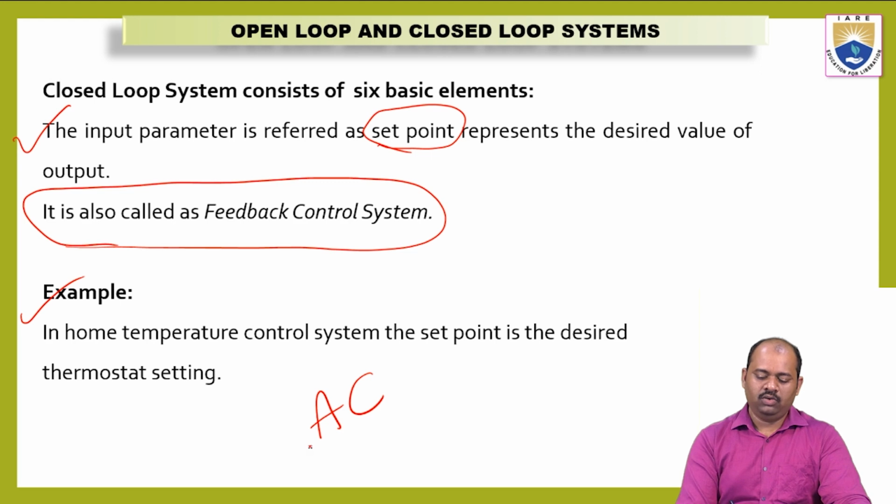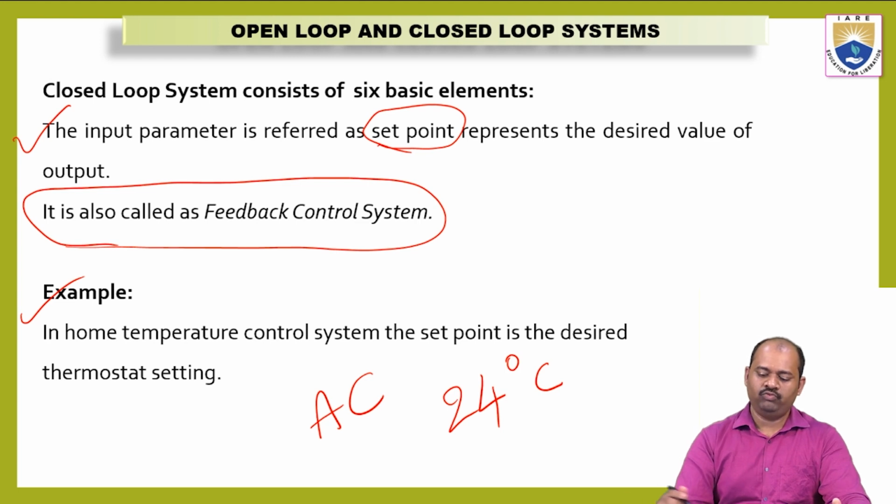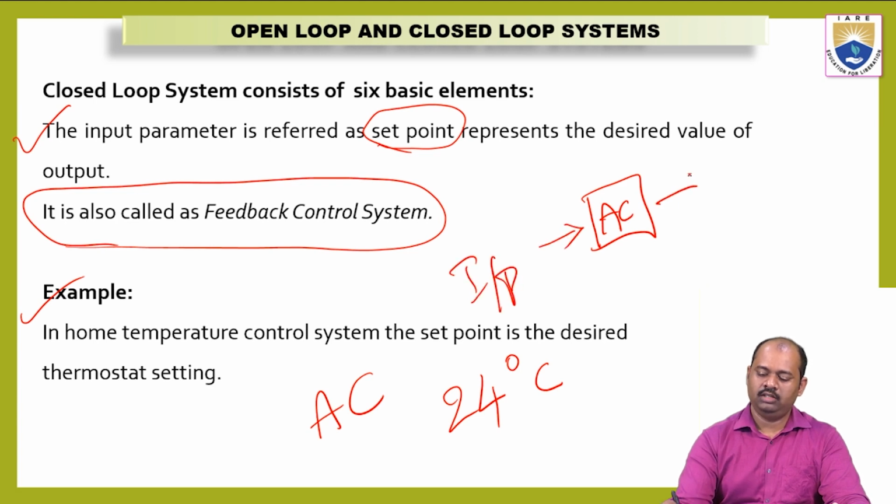Okay. So what is the key function of an AC? If I set the temperature of an air conditioning system at 24 degrees centigrade, it will try to cool the room up to 24 degrees centigrade. So this is the AC system. Here this is the input and this is the output.